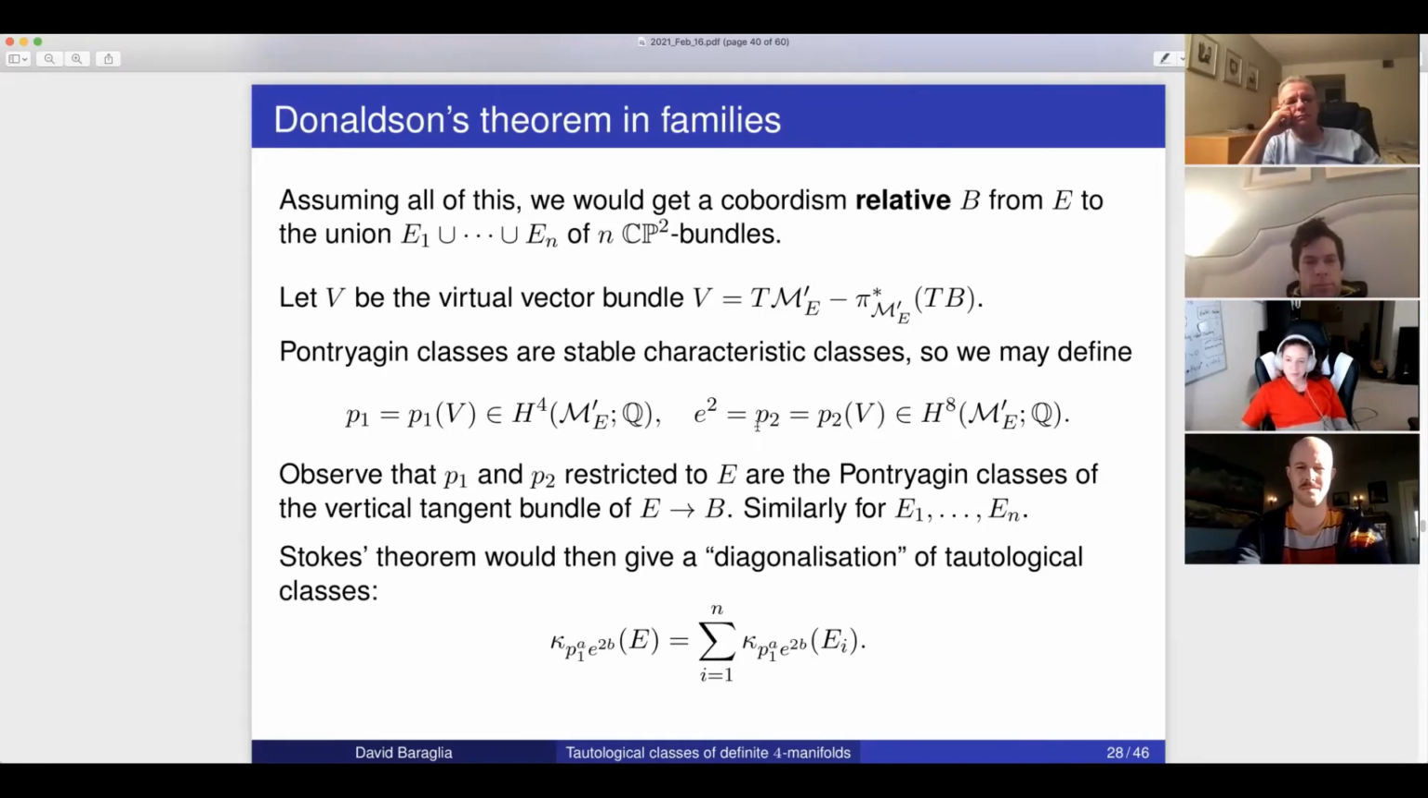So these classes P1 and P2, when you restrict them to either side, you actually get the Pontryagin classes of the vertical tangent bundle. And then it follows from Stokes' theorem that if you integrate P1 to the a, e to the P2 to the b, or P1 to the a, e to the 2b over E, it will be the same as integrating it over the disjoint union of E1 up to En. So this tautological class is just the sum of these tautological classes of the CP2 bundles.